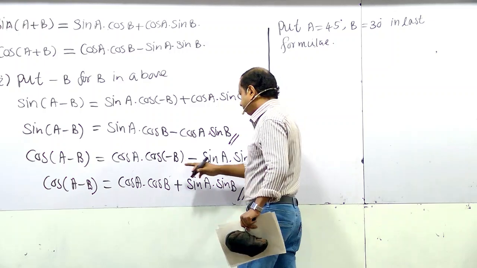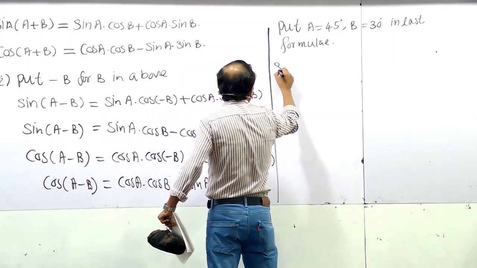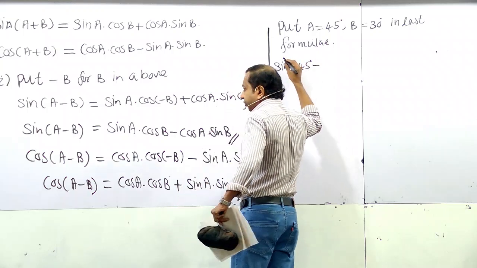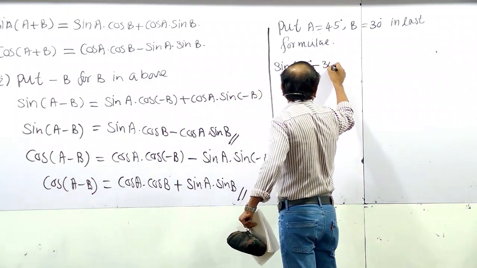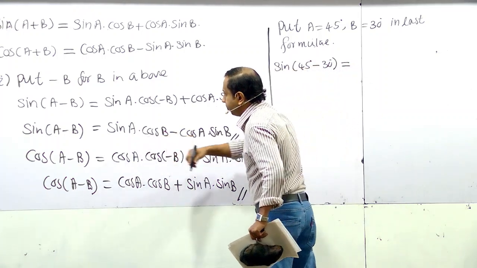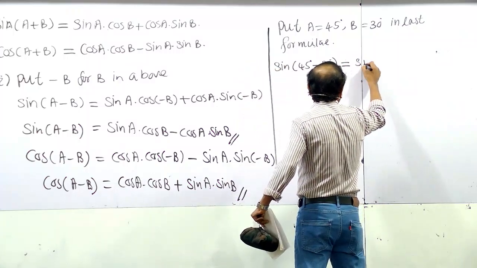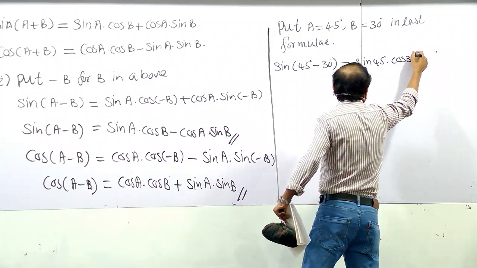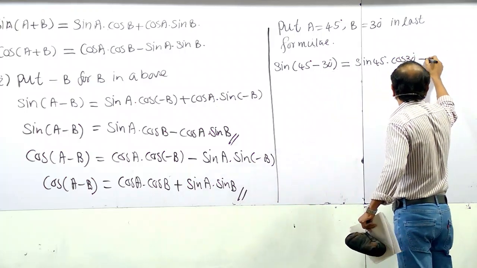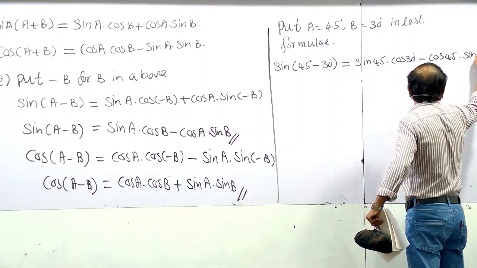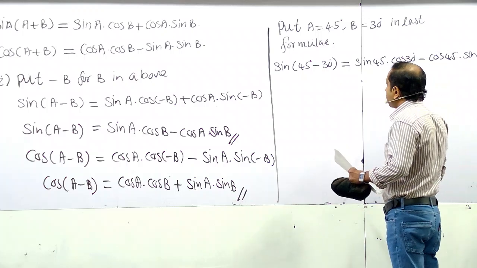Right. Here, sin(45 minus B) is 30. Here, what do you get? sin 45 cos 30 minus cos 45 sin 30.